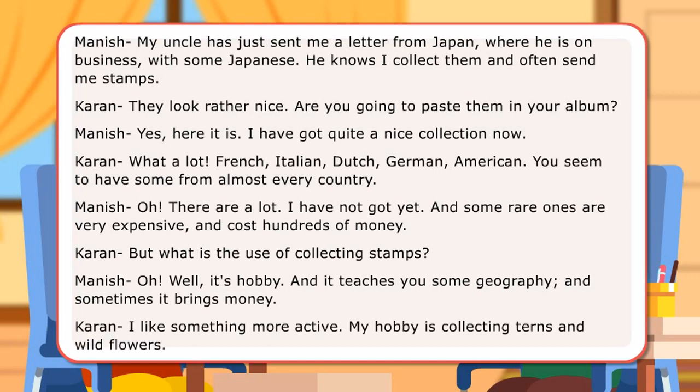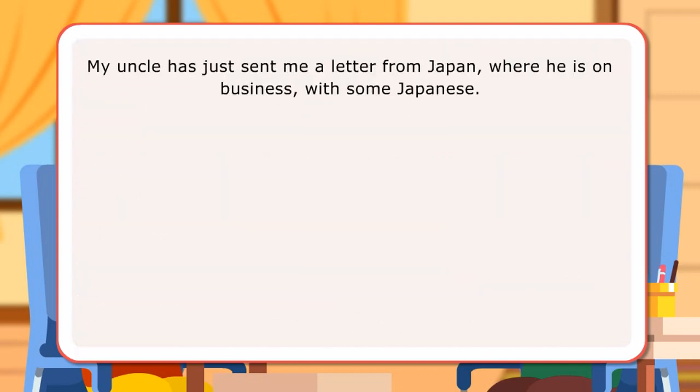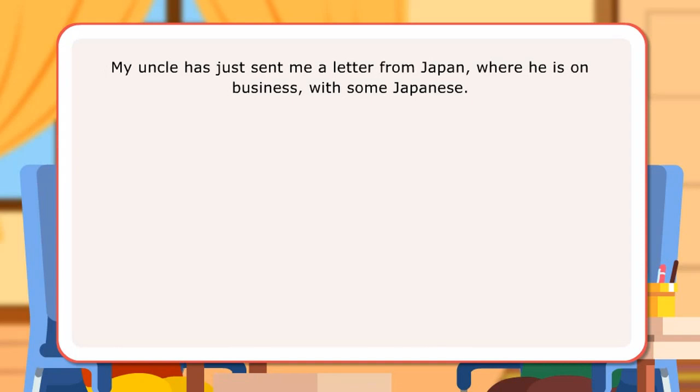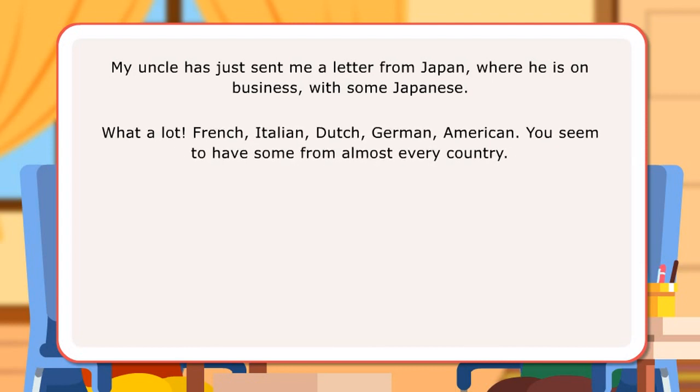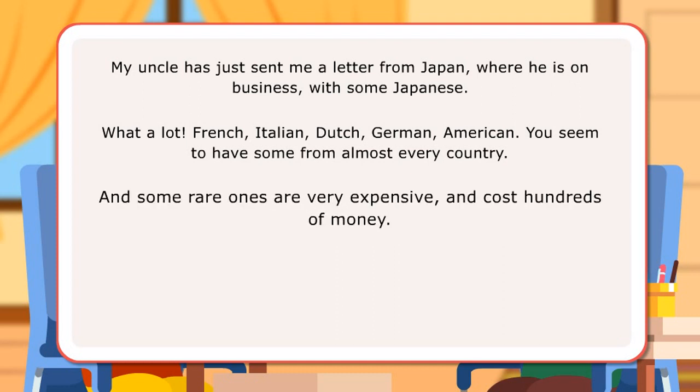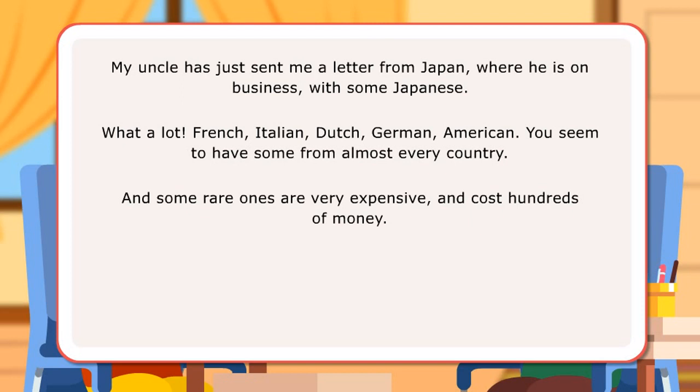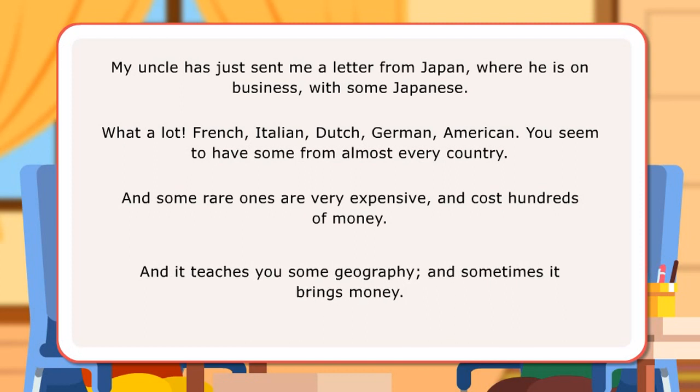Here are some examples of sentences with some and zero article. My uncle has just sent me a letter from Japan where he is on business with some Japanese. What a lot! French, Italian, Dutch, German, American. You seem to have some from almost every country. And some rare ones are very expensive and cost hundreds of money. And it teaches you some geography and sometimes it brings money.